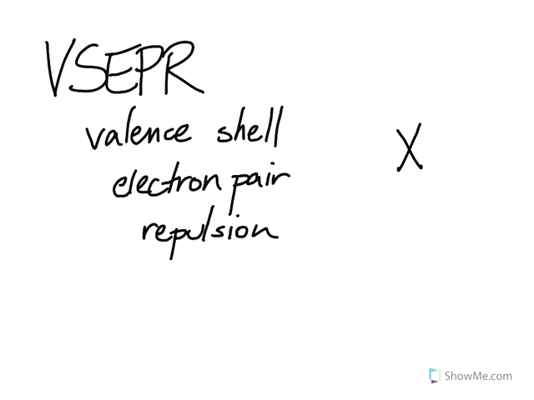Now, valence shell electron pair repulsion theory, or VSEPR theory, is just exactly what it's stating. They're talking about valence electrons, and they're talking about them in terms of pairs, and the fact that because these electrons are all negatively charged, they are all trying to get as far away from one another as possible.